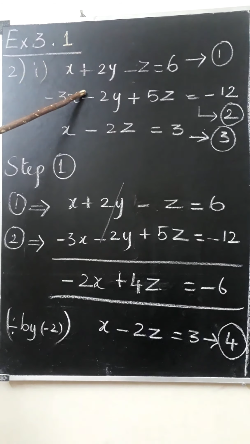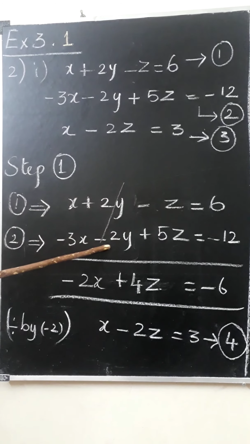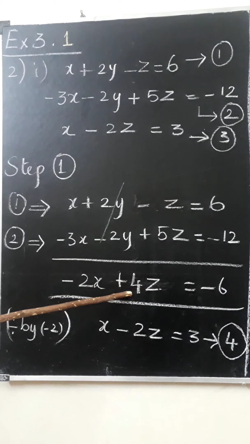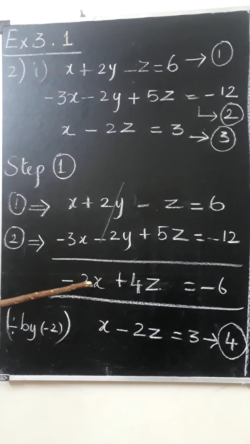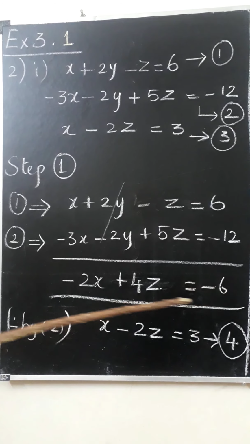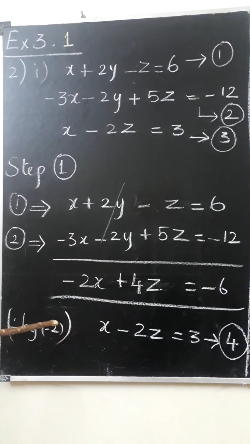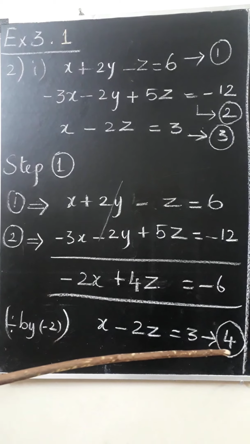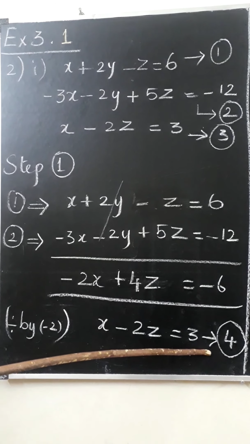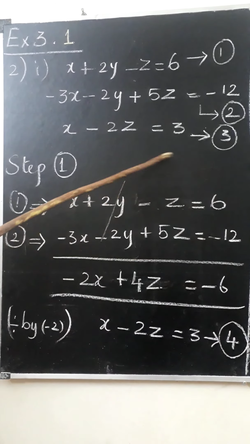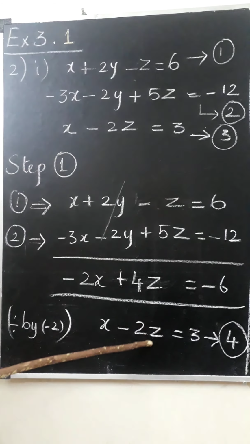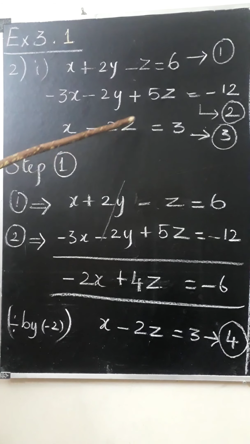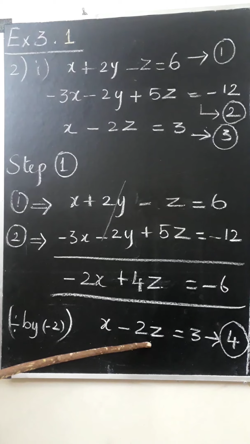So I have taken the first and second equations and eliminated y. After eliminating y, I got one equation that can be simplified. All these terms are divided by minus 2 to change the x sign. I divided by minus 2 and brought the fourth equation. Now look, the third and fourth equations have the same variables x and z. So we will take them and solve them in step 2.